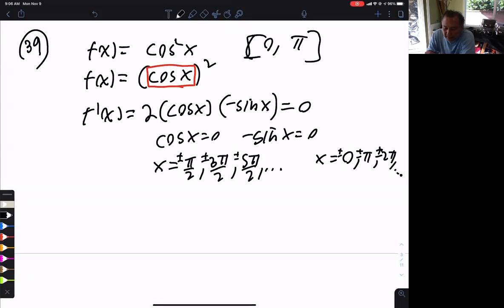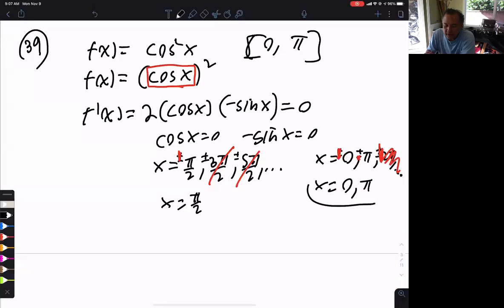But our domain is 0 to pi. So we can eliminate anything that's outside of that. And in fact, we can't go negative, so it's only positive. And then 0 to pi, I can eliminate those and the negatives there. So we have 3 critical points, x equals pi over 2. Now these are not critical points because endpoints can't be critical points. So therefore, we only have 1 critical point, pi over 2.